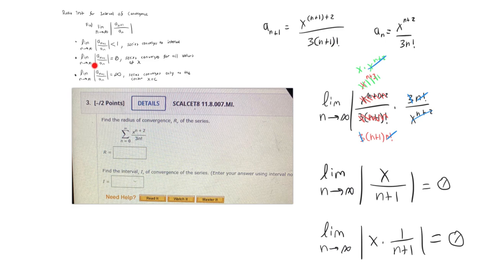So according to our structure, if we perform the ratio test and it equals 0, the series converges for all values of x. So therefore, the so-called radius would be infinity, and the interval should be all real numbers. All right, so that's that one.